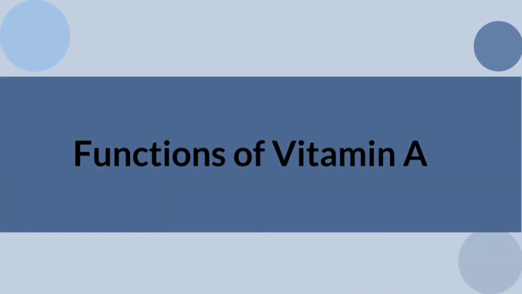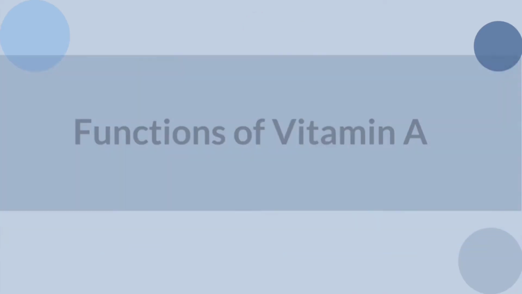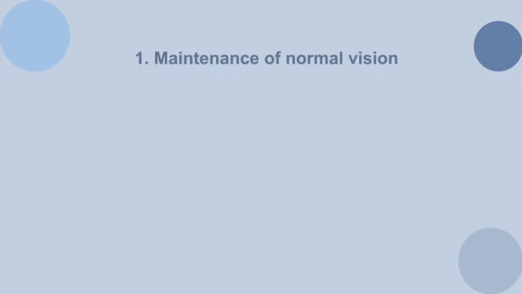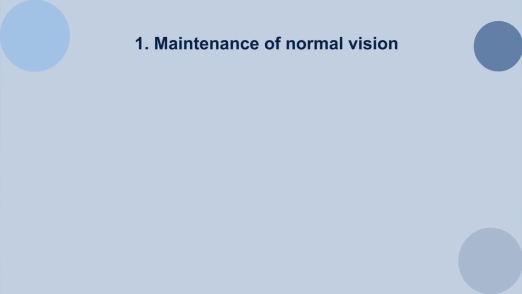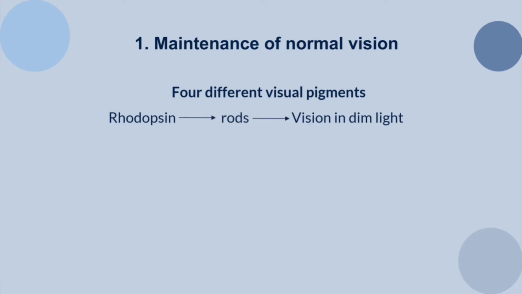Next, the functions of vitamin A. There are four important functions of vitamin A. First one is the maintenance of normal vision. Vitamin A maintains normal vision by forming four different visual pigments. The first one is rhodopsin. It is present in the rods and helps during vision in dim light. Whereas the other three pigments are the iodopsins. They are present in the cones and help in vision during bright light.